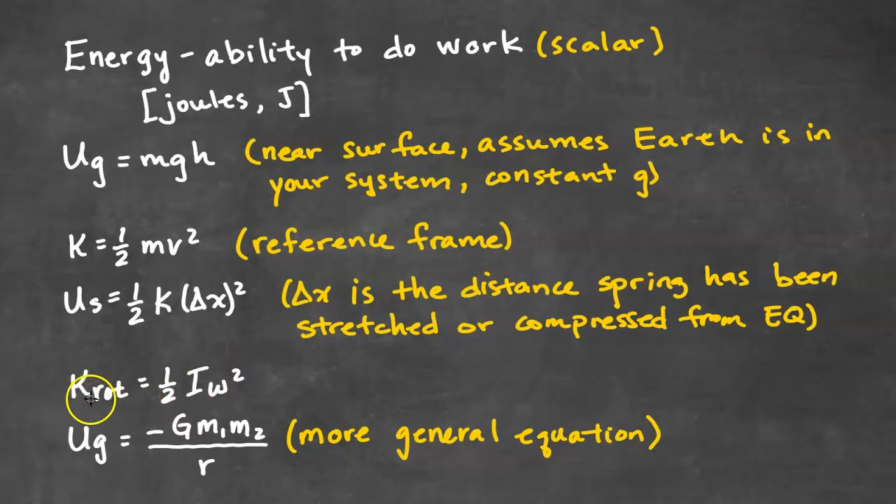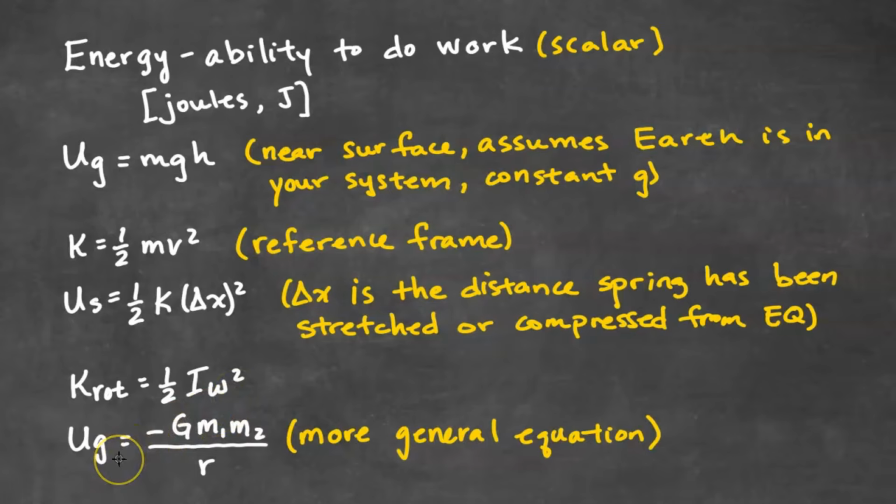Next, we have the rotational kinetic energy. This is energy stored in the rotational motion of an object, and it's equal to 1/2 times the rotational inertia, or the moment of inertia, times the angular velocity squared.